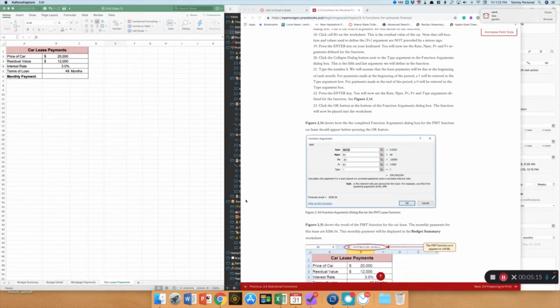Okay, so the next thing that we're doing is calculating a lease payment. A lease is a little different from a loan, right? With a loan, you're going to pay off the entirety of the amount that you borrow. With a lease, you can get a really low monthly payment because you're basically only financing the difference between the price of the car and what you are hopefully going to be able to sell it for at the end, sell it back to the dealer at the end.